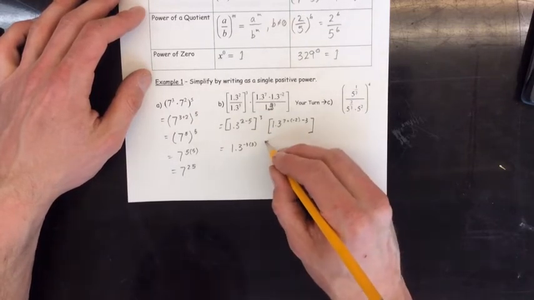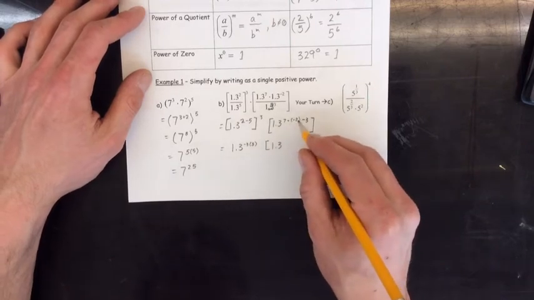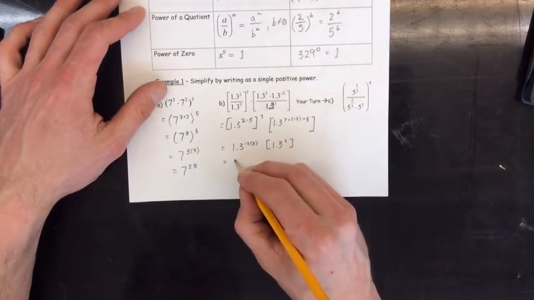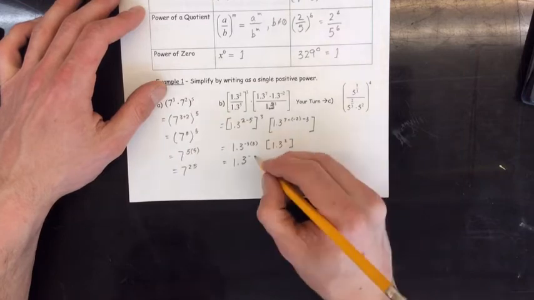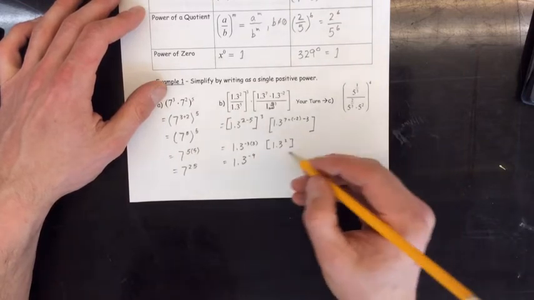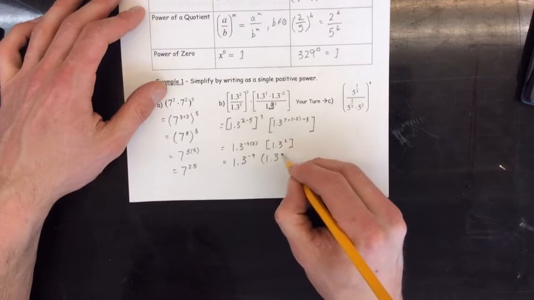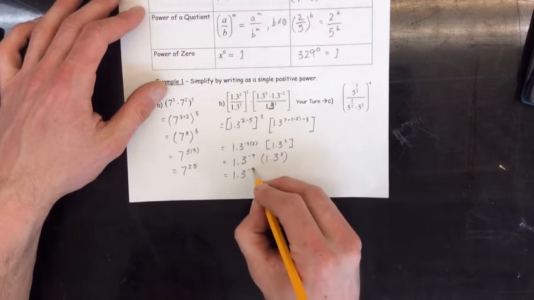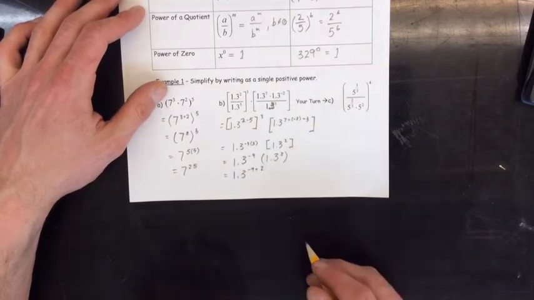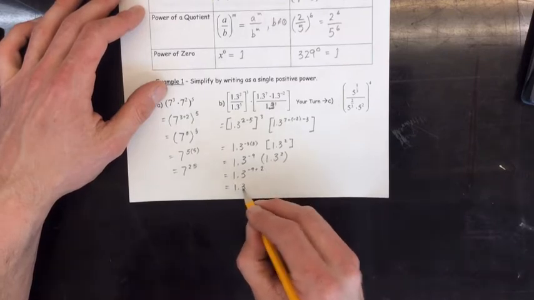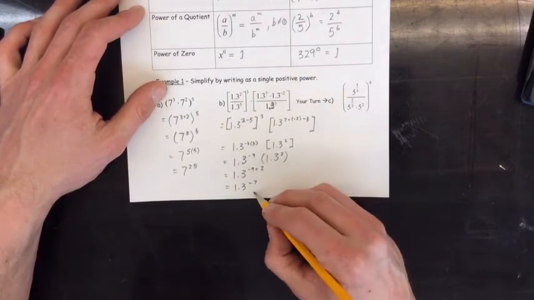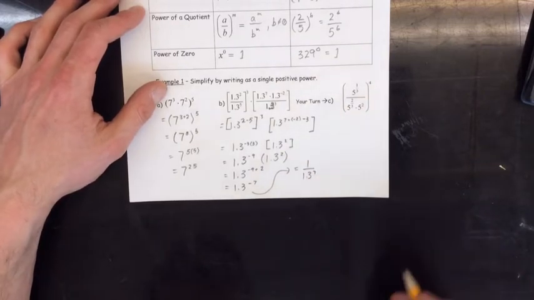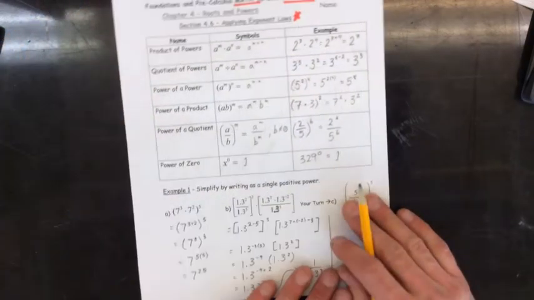And then 1.3 to the 7 plus negative 2 is 5, minus 3 is 2. So 1.3 to the negative 9 times 1.3 squared. And here I'll add exponents, so 1.3 to the negative 9 plus 2, which is 1.3 to the negative 7, which with a positive power is 1 over 1.3 to the power of 7. We did it.